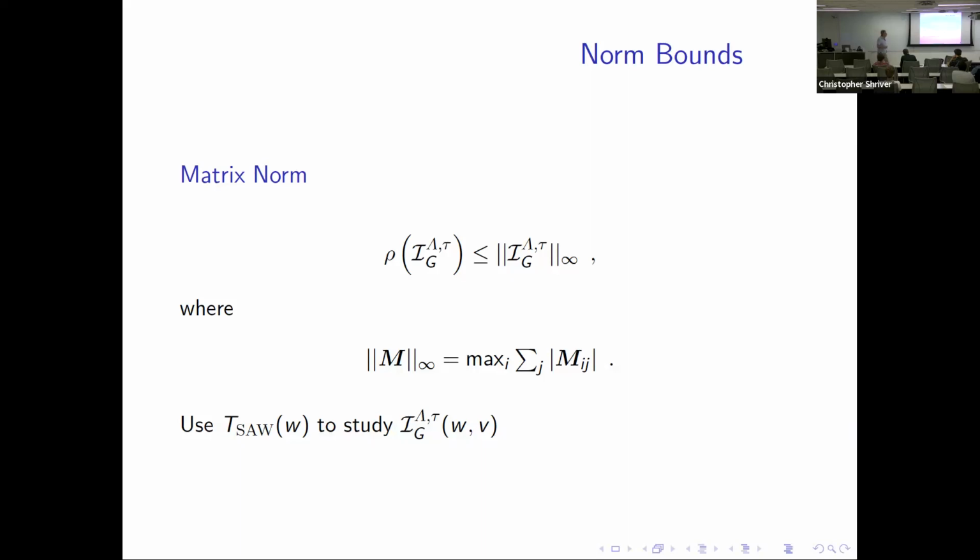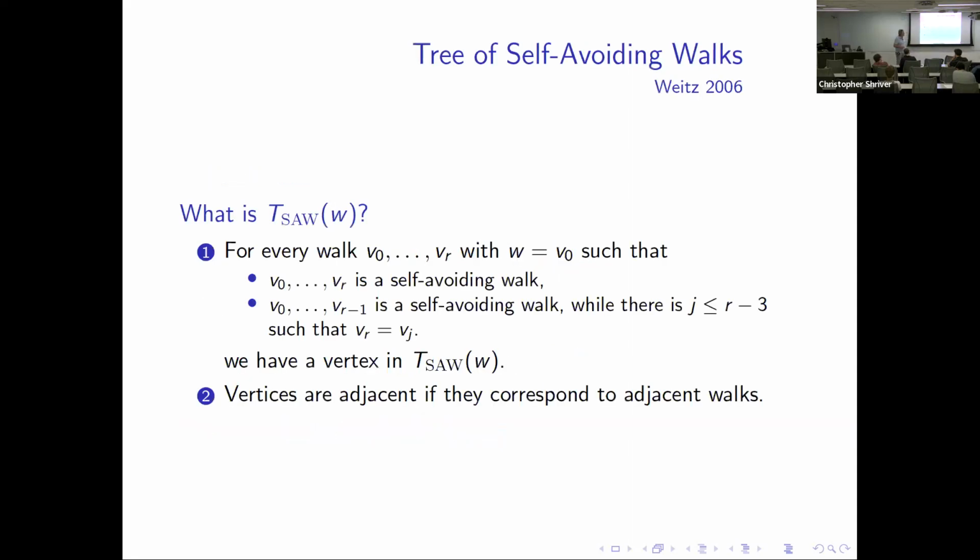Now, how do we bound this norm? This is more or less known to everyone who has worked with matrix norms and spectral radii. So how do we bound this norm? Why is this the natural thing? We're going to see an old friend: the tree of self-avoiding walks. So what is the tree of self-avoiding walks? I hope you remember something from yesterday.